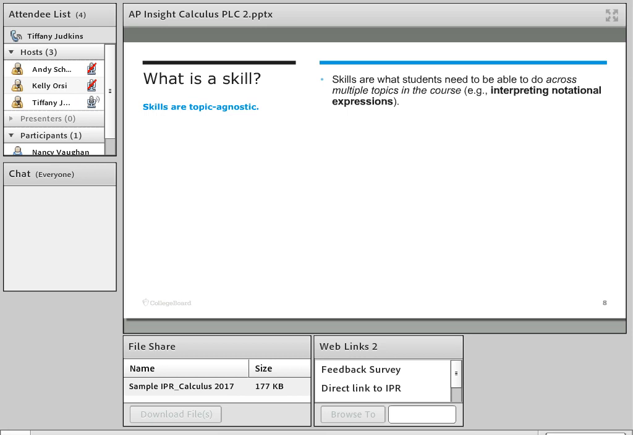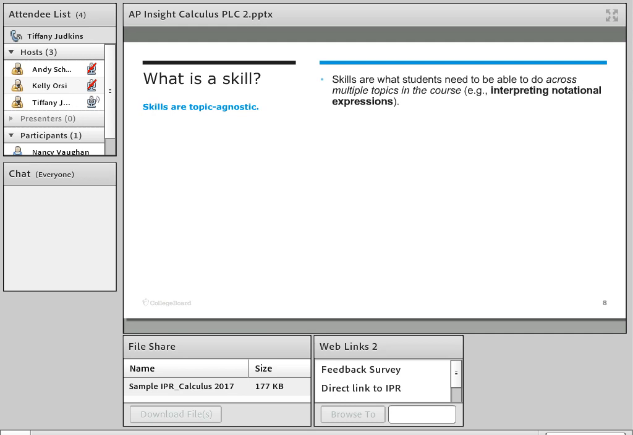You can think of these types of skills as being topic agnostic. There's some overarching umbrella thing that students have to be able to get better at and get explicit practice with. A lot of times what we do as math teachers is we teach the topic and have this working assumption that students are going to pick up the skills as we go.